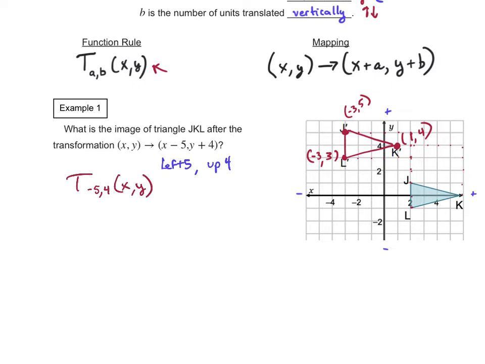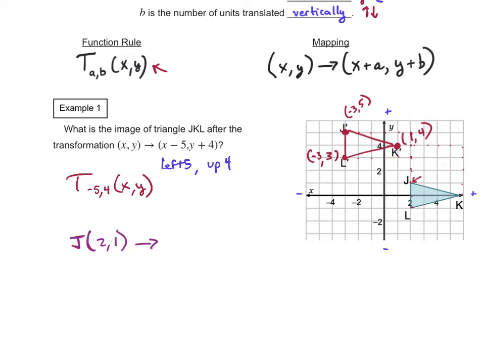Now if I were to use the mapping rule, my old J, the old J is right here, and I'm going to change colors here. J was 2, 1.